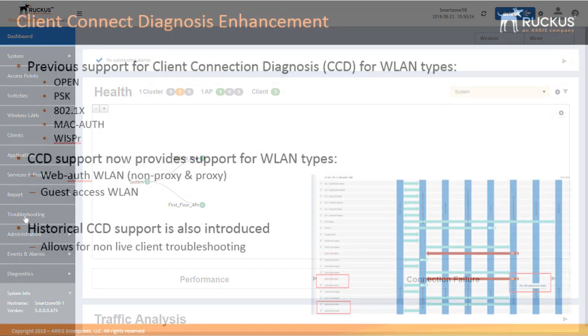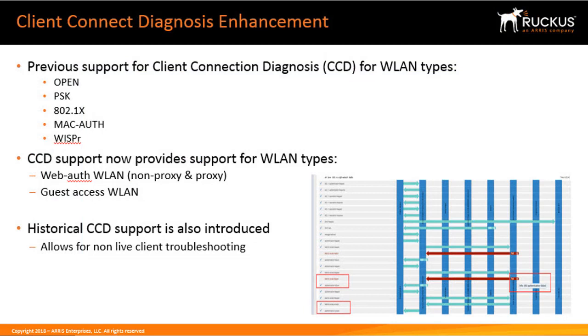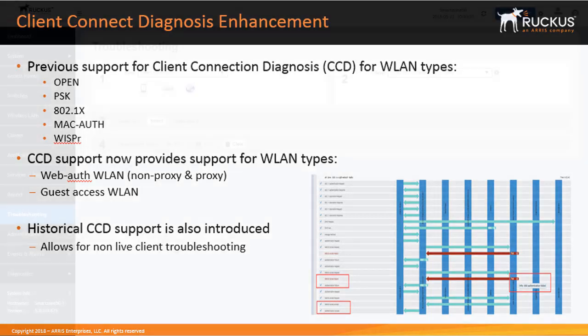Moving on to the Client Connection Diagnosis enhancement, previously the support for wireless LAN types was limited to Open, PSK, 802.1x, MacAuth, and Whisper. CCD now in the 5.0 release does support additional wireless LAN types of WebAuth wireless LAN, and that would be non-proxy or proxy, and guest access wireless LANs.